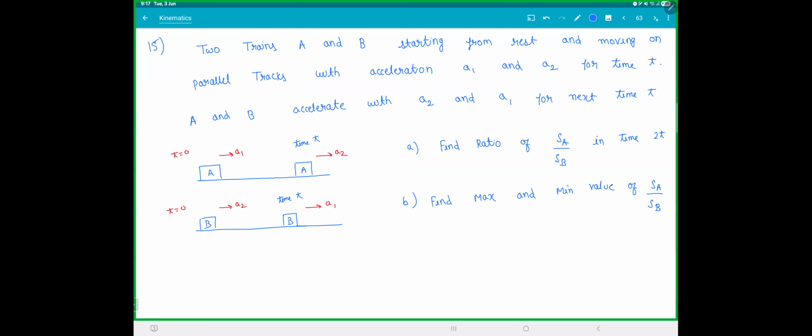Think of it like this, Vanshika. A is not constant for the full motion, but it is constant for the first time t. As long as A is constant, you can use the equation till that point. So I can't use the formulas from 0 to 2t, but I can use the formulas from 0 to t separately and t to 2t separately.